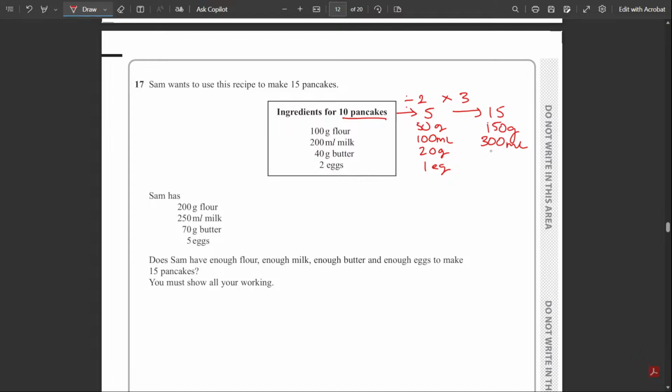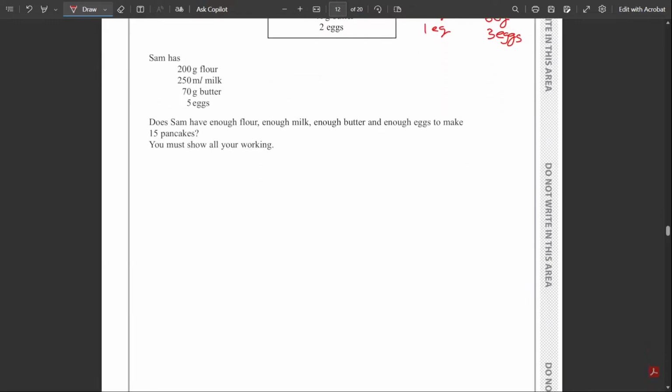He has enough butter because he needs 60 gram and he has 70 grams. And he only needs 3 eggs and he has 5 eggs. So the only thing he's missing is 50 milliliter of milk.